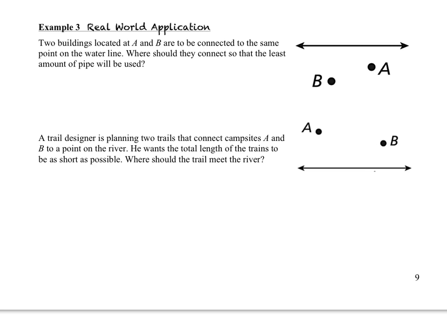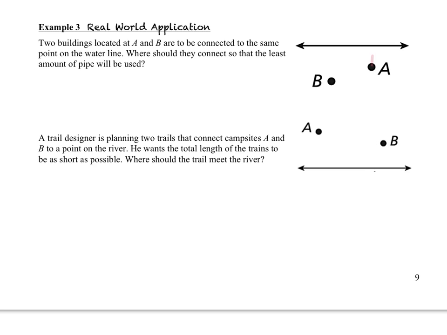And we want to use the least amount of pipe possible. So we want to minimize the distance from that point on the water line to point A and from that same point on the water line to point B. The method for doing that is to first reflect the shortest distance away, which in this case is from point A to the water line.